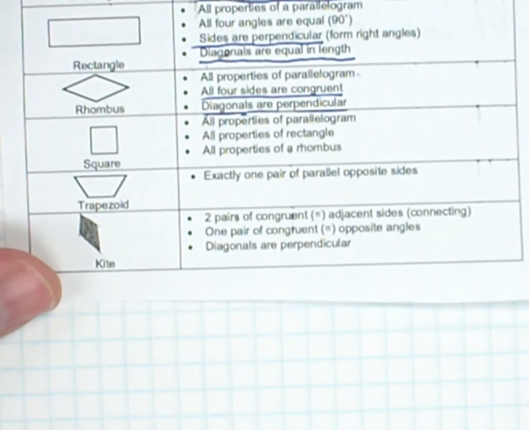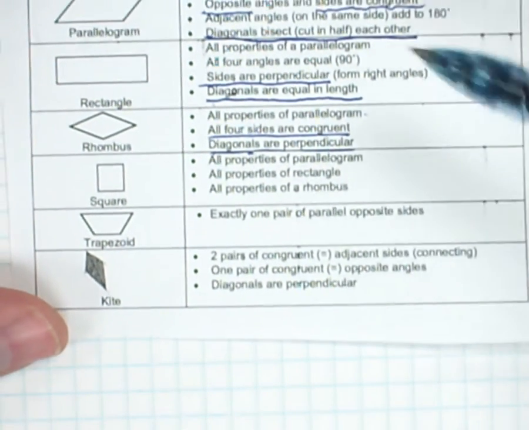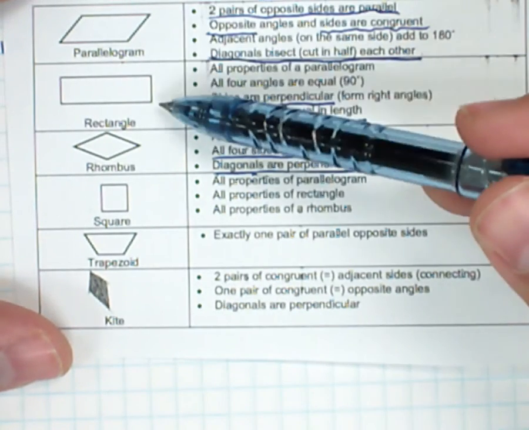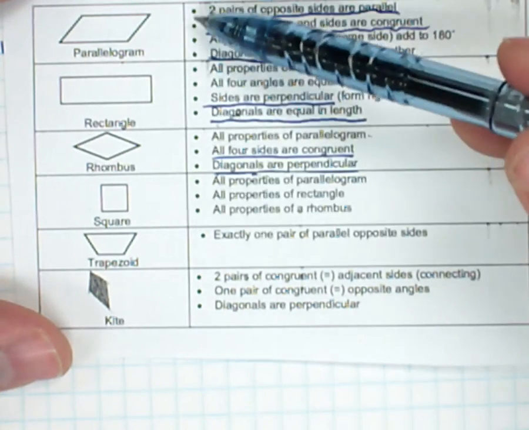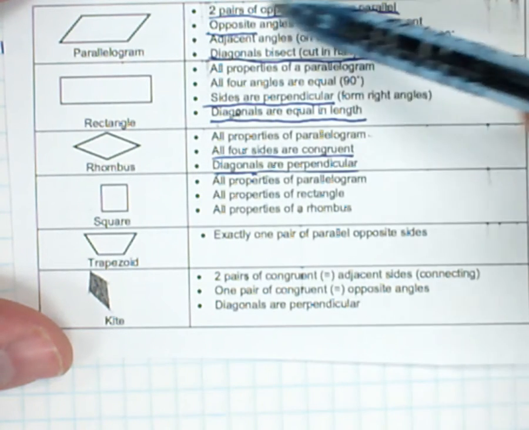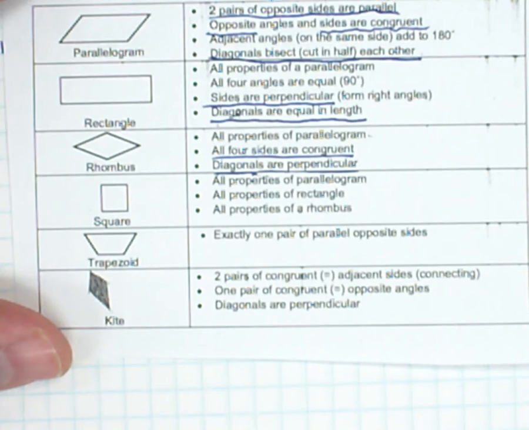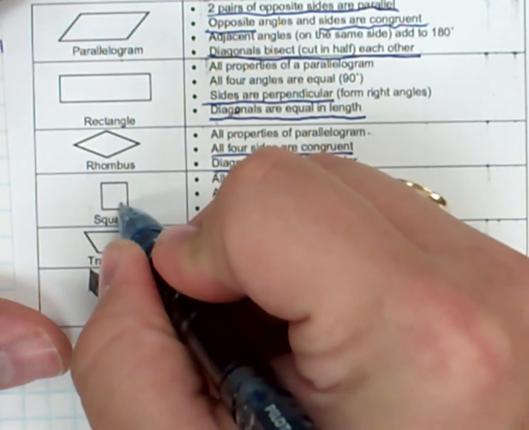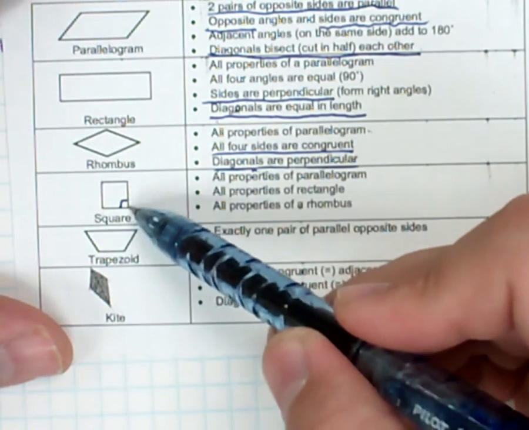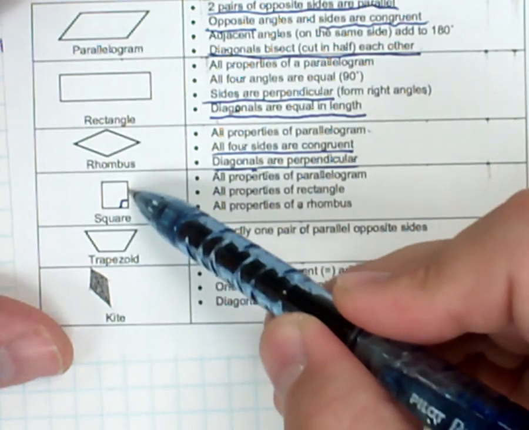All right, square is what's really special. Square has all of these properties, the properties of a parallelogram, a rectangle, and a rhombus. So with the square, you'd need to check that all the lines form right angles, and that each of these lines are what? Are congruent, yes, equal.